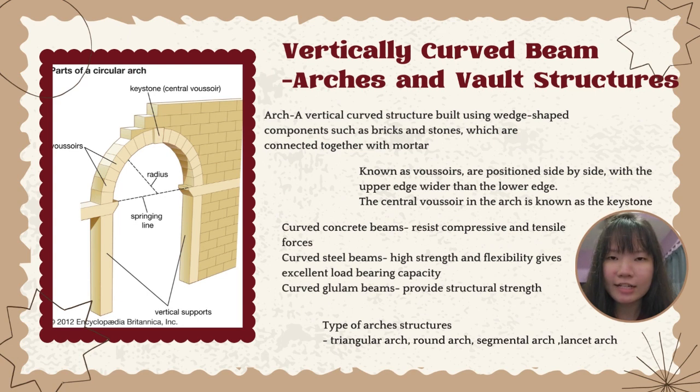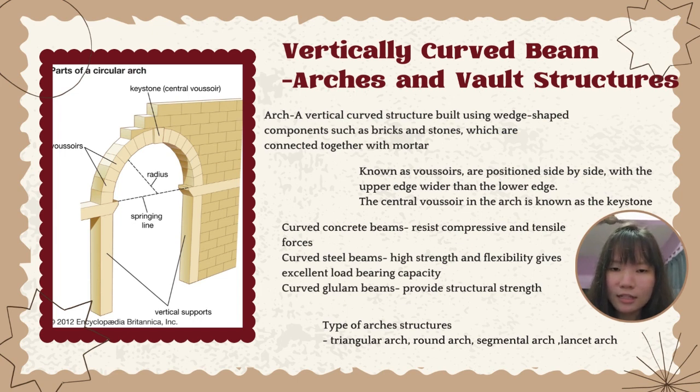In the application part, vertically curved beams involve arch and wall structures. An arch is a vertical structure built using wedge-shaped components such as bricks and stones, which are connected together with mortar. These individual units are also known as voussoirs. They are positioned side by side with the upper edge wider than the lower edge. When downward pressure is applied to the arch, it causes the voussoirs to push together instead of apart. The central voussoir in the arch is known as the keystone.